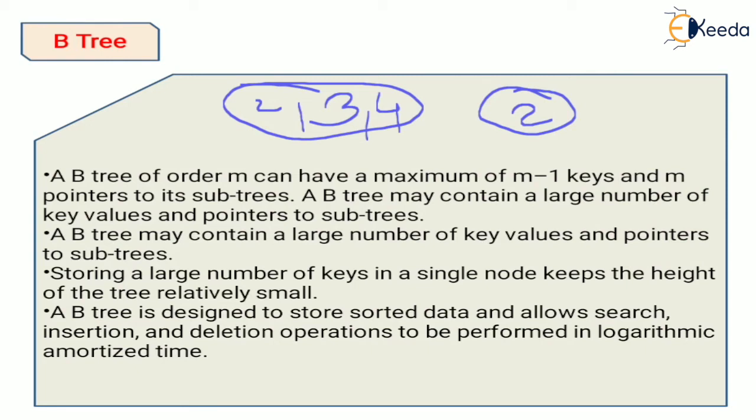Storing a large number of keys in a single node keeps the height of the tree relatively small. So the height of the tree is ultimately relatively small as it contains more keys. As we go on understanding the example, you will understand the structure of a B tree. A B tree is designed to store sorted data. So the data is already sorted.